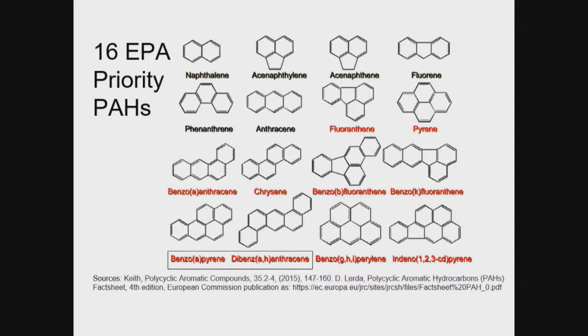The ones I've highlighted in red are the higher molecular weight ones that we use when we try to figure out where they're coming from. When you look at these in the environment, the different amounts and ratios of the different compounds tells you something about where they're from, so we can do some source analysis. The two that are in the box there are the two that are known or suspected human carcinogens out of the 16. A couple of the others probably are too, but we don't have any real solid evidence on that yet. Benzo[a]pyrene is the only known human carcinogen out of those 16.